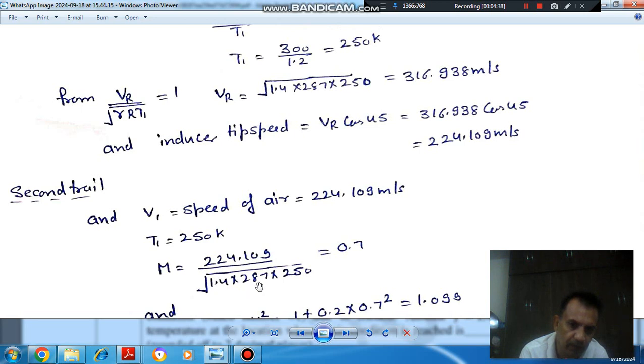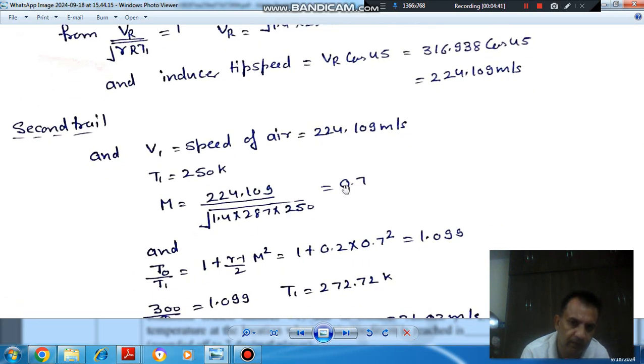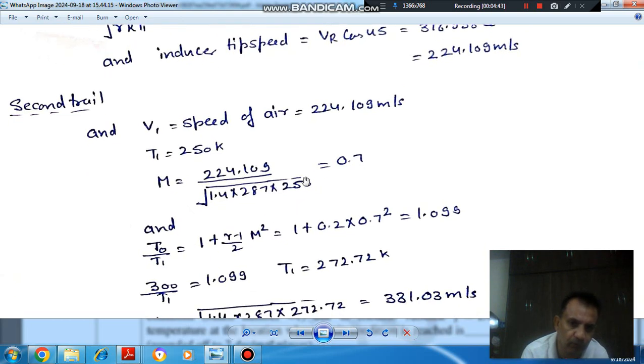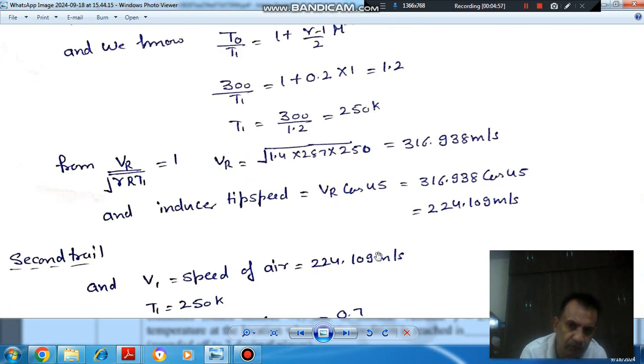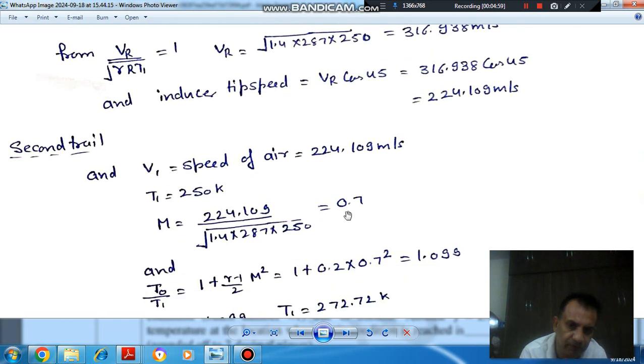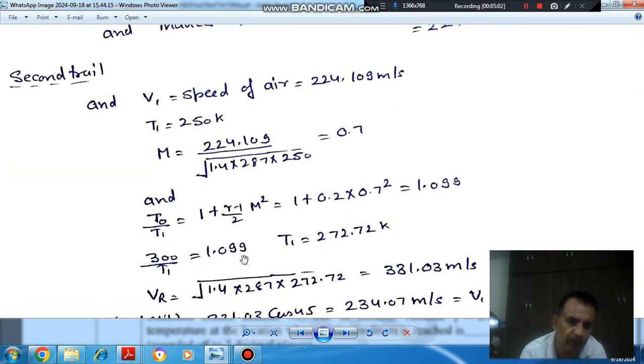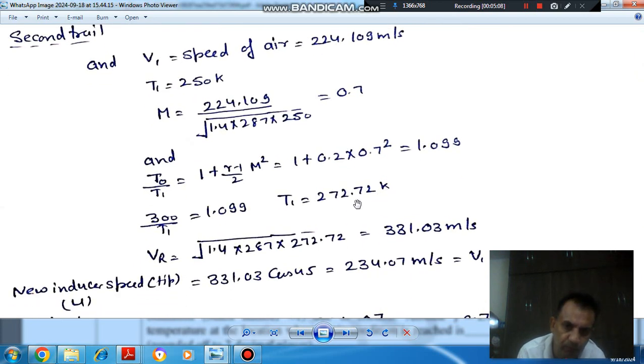From this 0.7, using the same relationship, here M is the Mach number of air. Initially the Mach number of air and the relative Mach number were equal, but now we have inducer speed, so M is different, and that is 0.7. Using this 0.7 we find T1, which comes out as 272.72 Kelvin. From this temperature we find VR, because the relative Mach number is 1, so VR is root gamma R T1, which comes out as 331.03 meters per second.